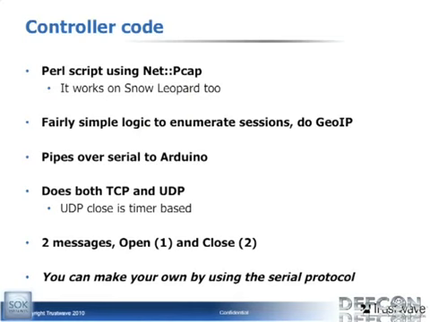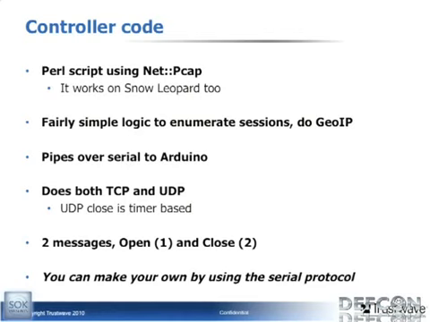Fairly simple. It's using GLIP. I tried to keep the requirements of the Perl script to a minimum, so hopefully it's not too hard to get going. There are only 2 messages, open and close. You can make your own. You don't have to use my Perl script. You could do this in Ruby, Python. You could hook up Scapy to this thing. You can do whatever you want as long as you can talk to the serial port over 9600 baud and send those funny little messages that we were talking about earlier.